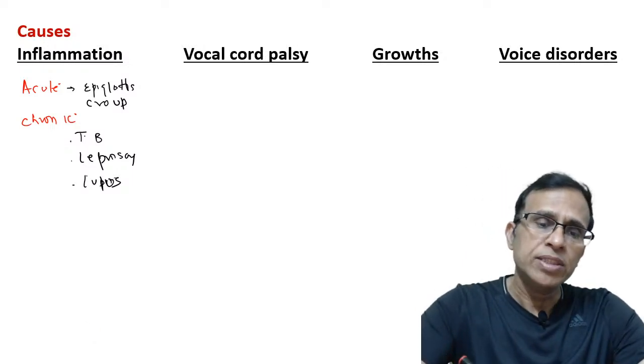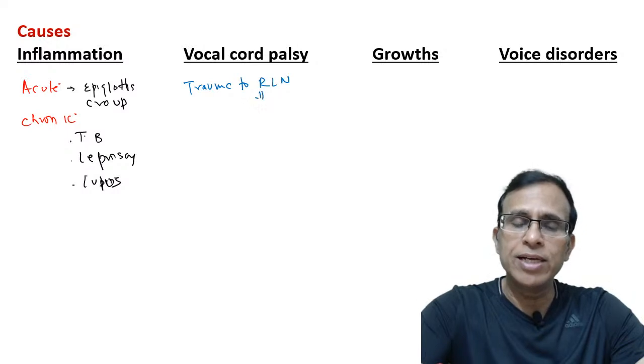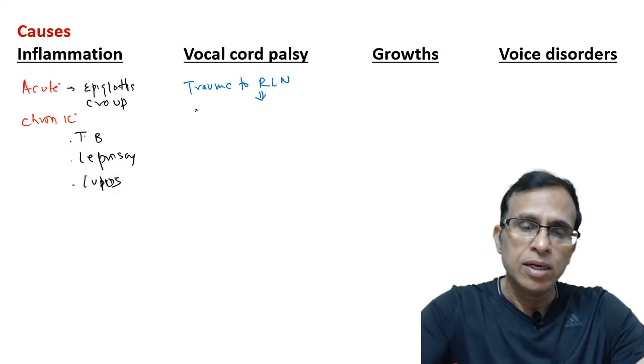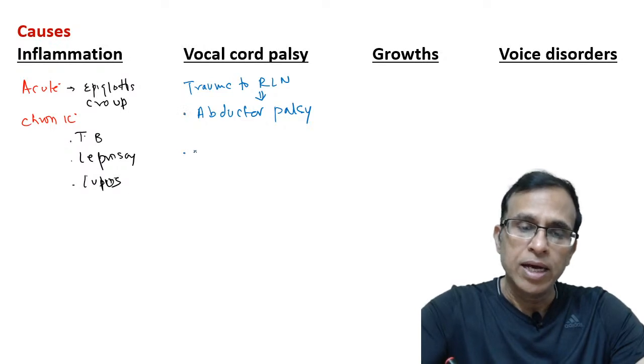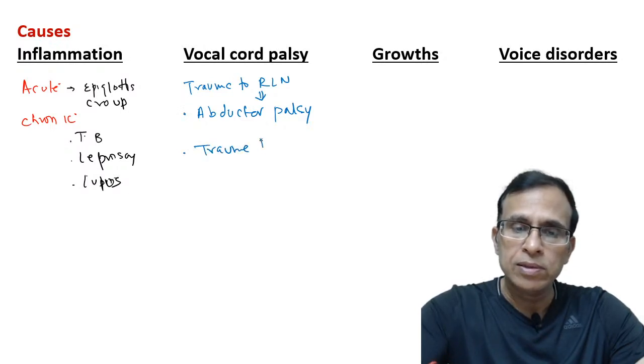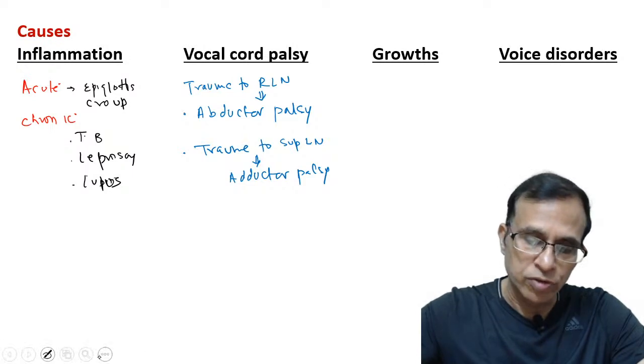Vocal cord palsy is usually due to trauma to the recurrent laryngeal nerve, and when there is trauma to the recurrent laryngeal nerve, it leads to what is called abductor palsy. Abductor palsy can cause hoarseness of voice. And trauma to the superior laryngeal nerve can lead to what is called adductor palsy, and this can also cause voice change or hoarseness of voice.